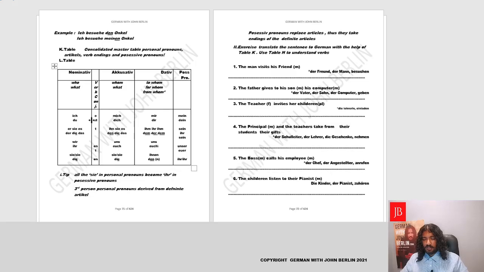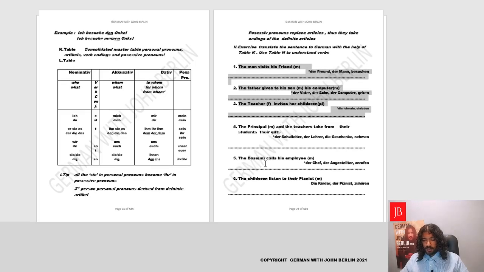So once again, this is a consolidated table. We have added this last column of possessive pronouns. Now it has your personal pronouns, ich, du, er, sie, es, wir, ihr, sie, sie, your articles from which the third person pronouns are derived, the verb conjugations here, the personal pronouns in accusative and dative, and in the end, your possessive pronouns. So with the help of these possessive pronouns, we'll be able to create any sentence on the right.